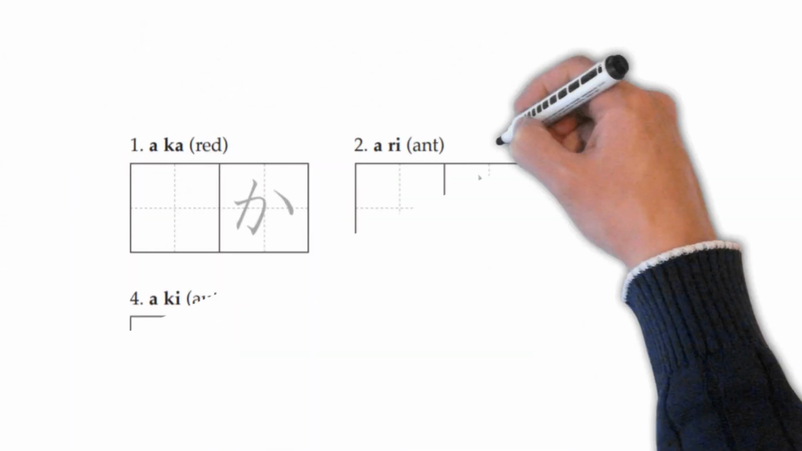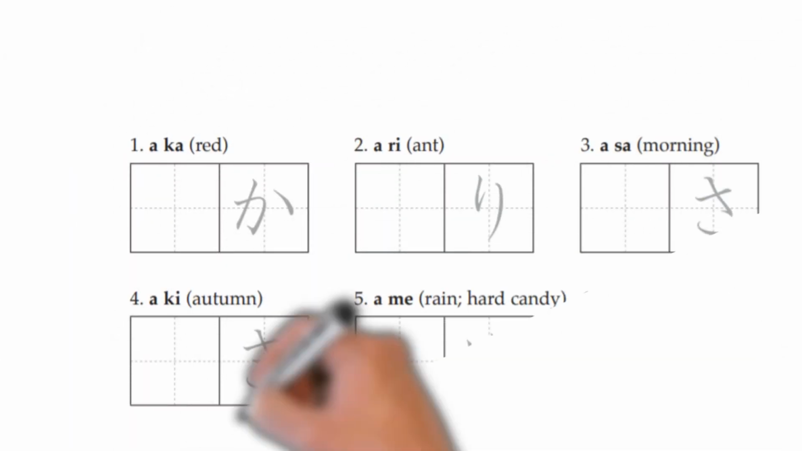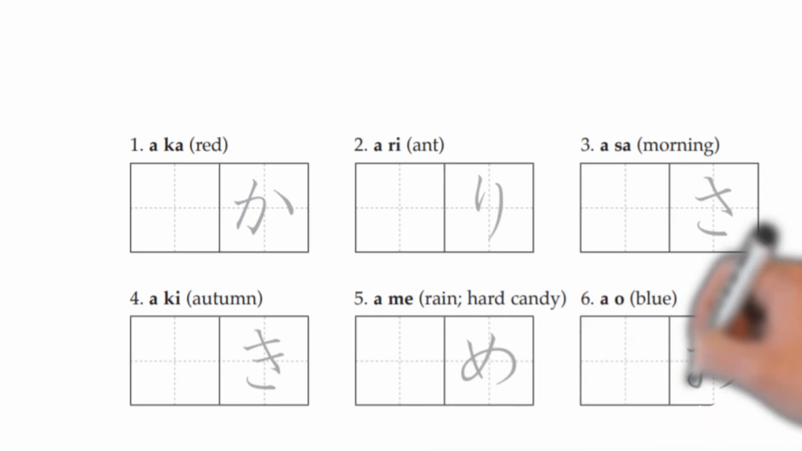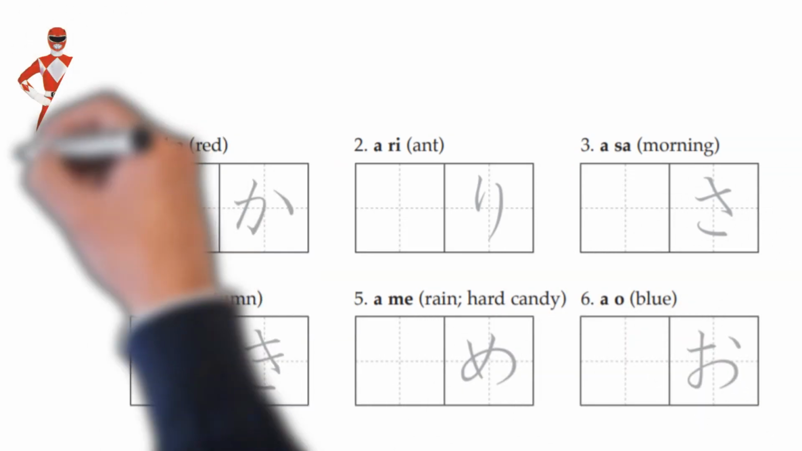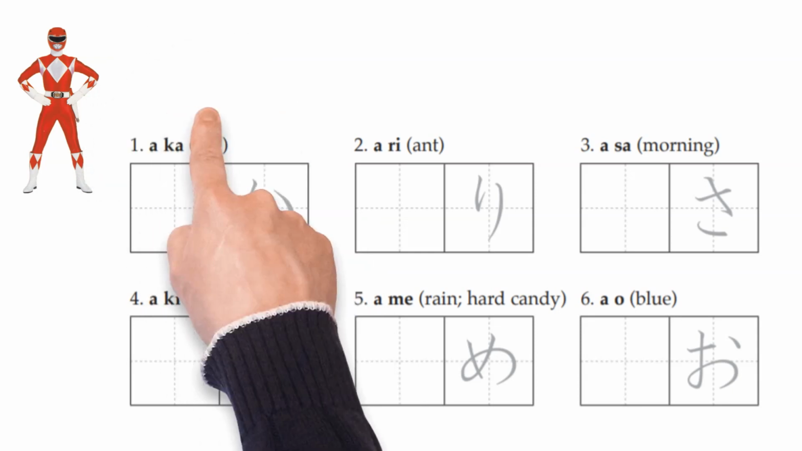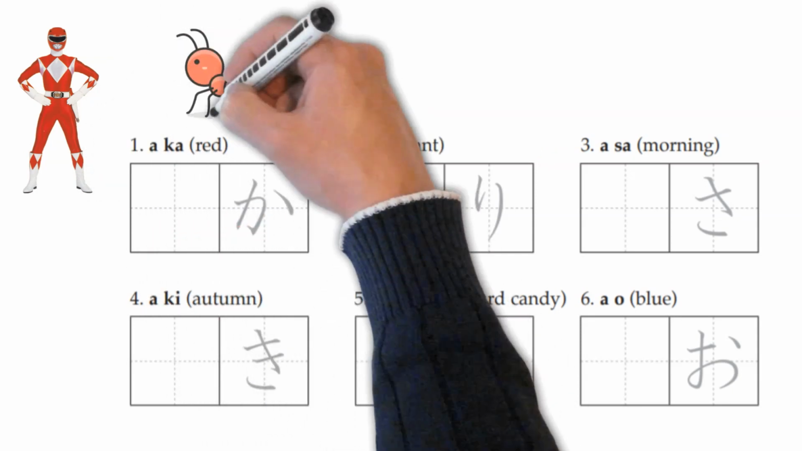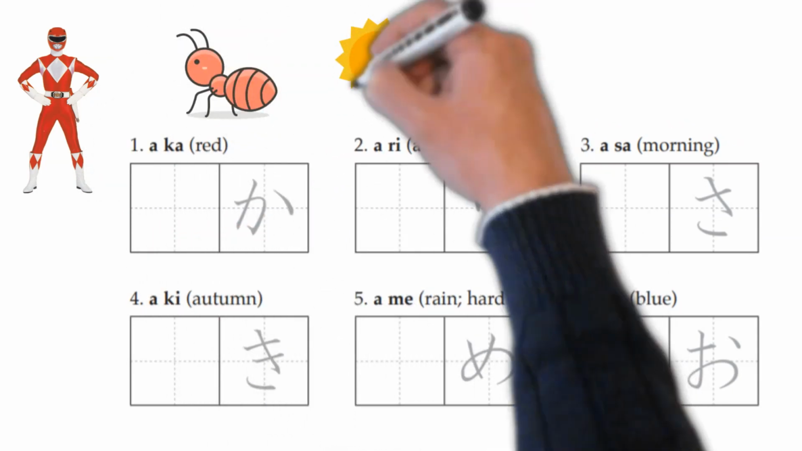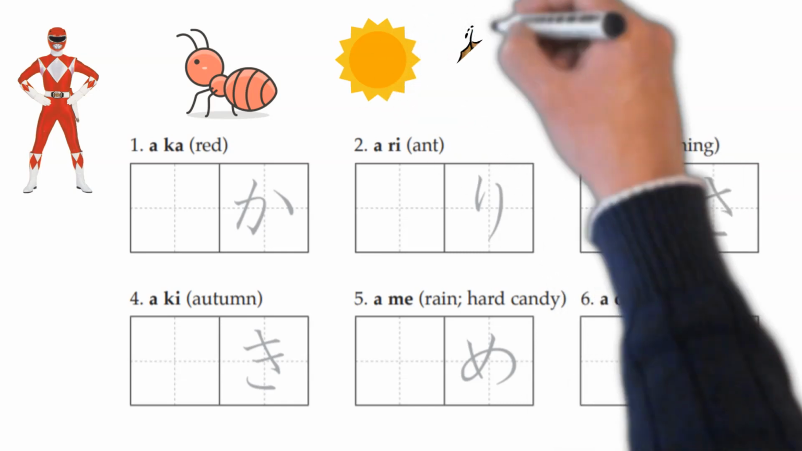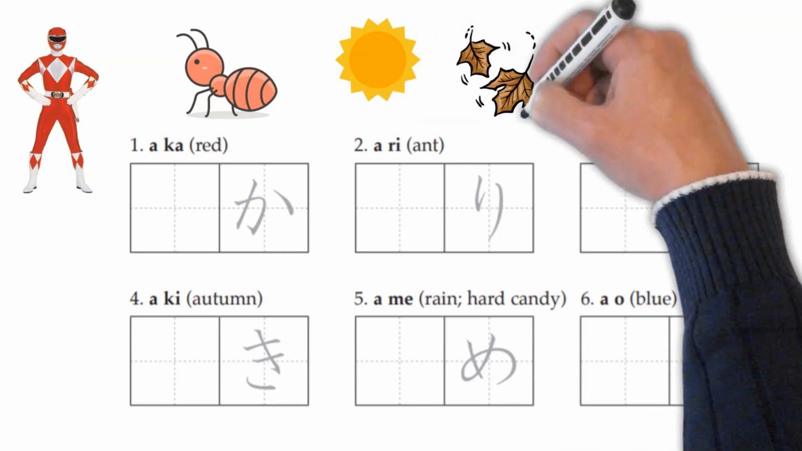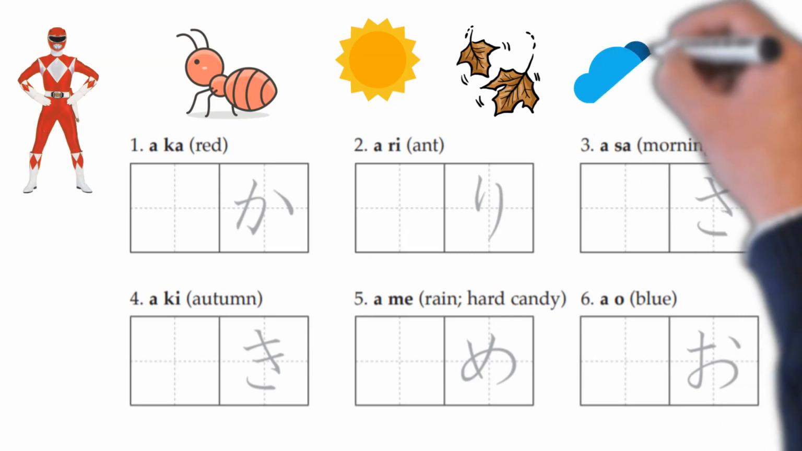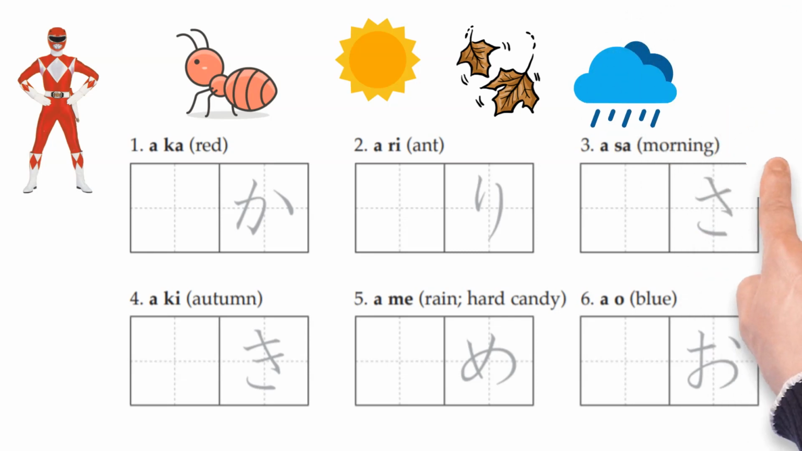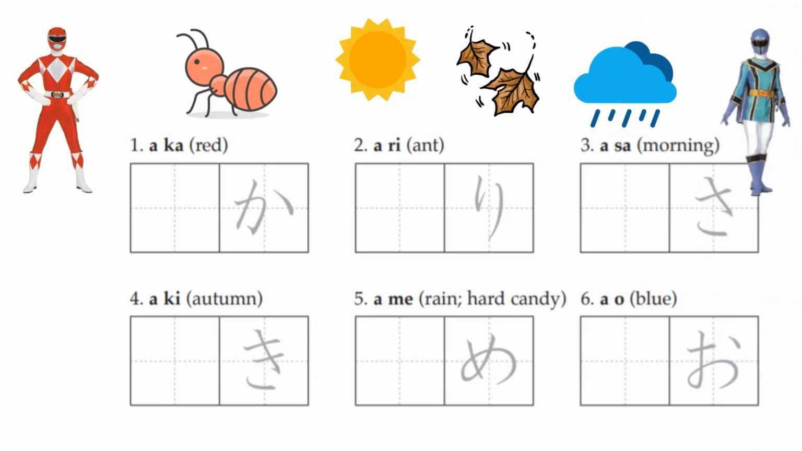Next, we have aka. Okay, aka. Let's have our first word: aka, for red. Then follow with ari, for ant. Then asa, for morning only. Then we have aki for autumn, followed by ame for rain. Then we have ao for blue, and fukuro for owl. Let's go with our next character.